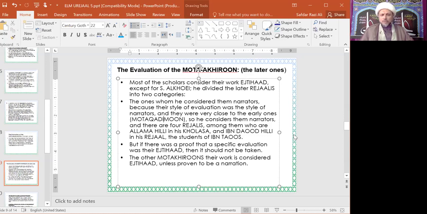There were Rijalis among them, like Allama al-Hilli in his Khulasa, who uses the methodology of narrators, and Ibn Dawood al-Hilli in his Rijal, both students of Ibn Tawus. Ibn Dawood is the one who related the book of Du'afa to Ghadairi. So Sayyid al-Khu'i considers these two narrators, because their style is narrating and rarely do they use ijtihad. But if there was proof that a specific evaluation was their ijtihad, then it should not be taken as narration; you need to do your own ijtihad. The other mutaakhirun, their work is considered ijtihad unless proven to be narration, when we doubt.